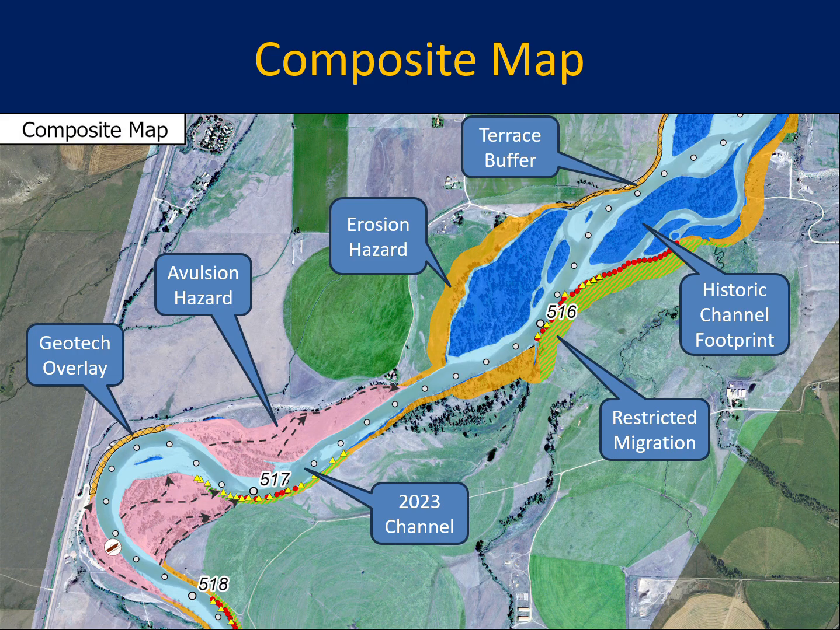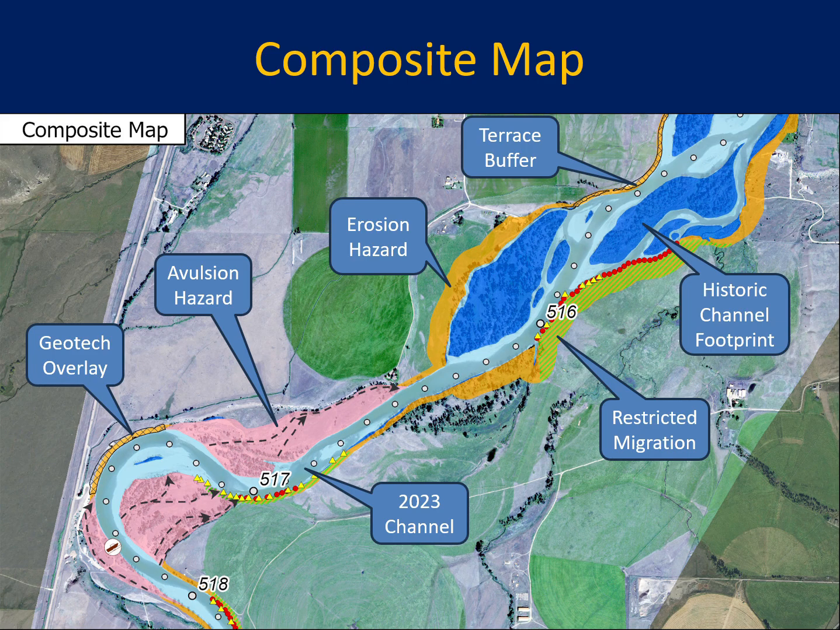And so you can see where the armor exists today, and behind that armor we've identified a restricted migration zone, just recognizing that these areas can still erode, but that migration is restricted in these areas. In pink, we can see the avulsion hazard zones. So these are low-lying areas that are at risk of avulsion, which is that sudden shift or cutting of a new side channel.